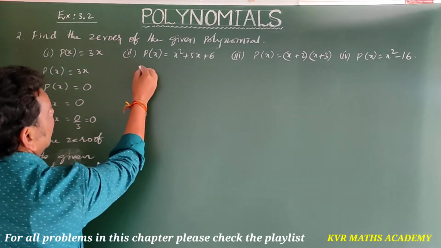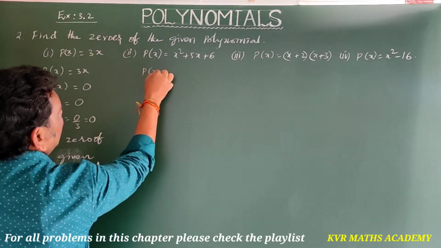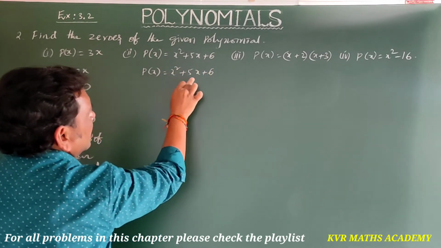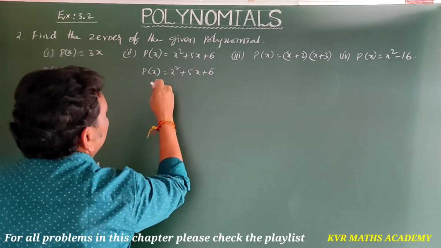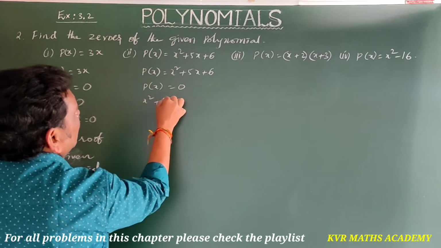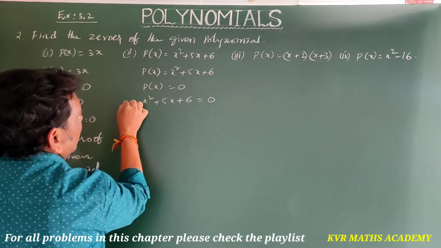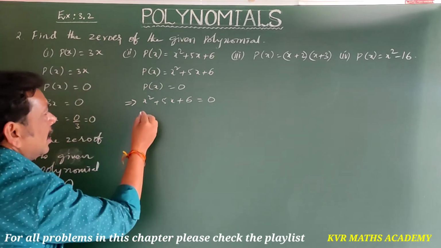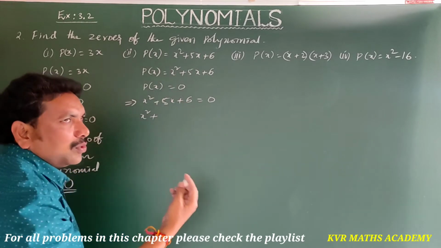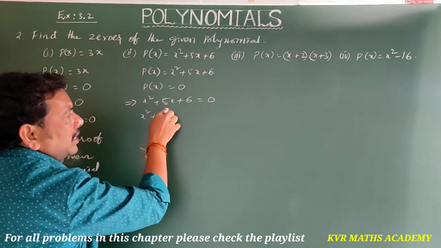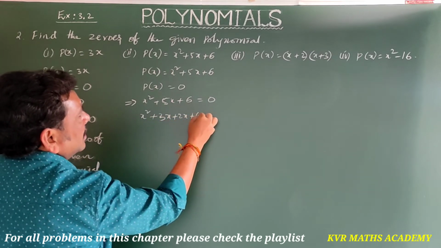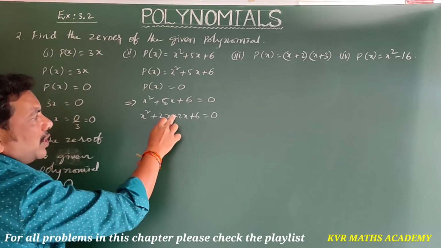Next, second one. P of x is equal to x square plus 5x plus 6. Now, let us take P of x is equal to 0. So x square plus 5x plus 6 is equal to 0. That implies, split into factors: the factors of 6 are 2 and 3, and 2 plus 3 is equal to 5. So this can be written as x square plus 3x plus 2x plus 6 is equal to 0. 3x plus 2x is 5x only.